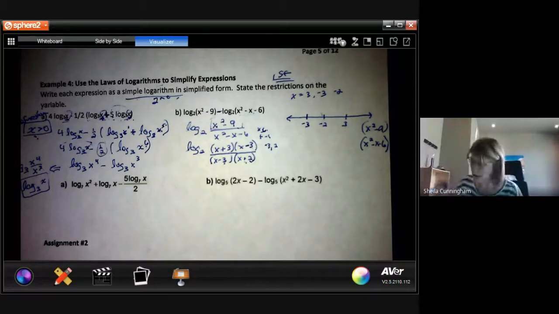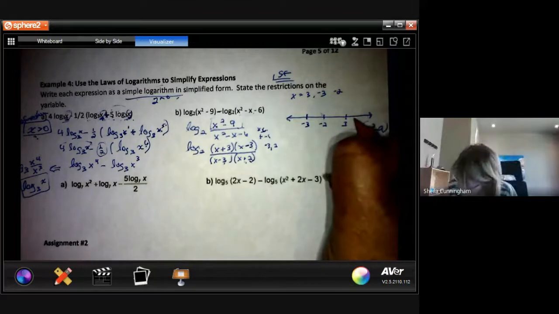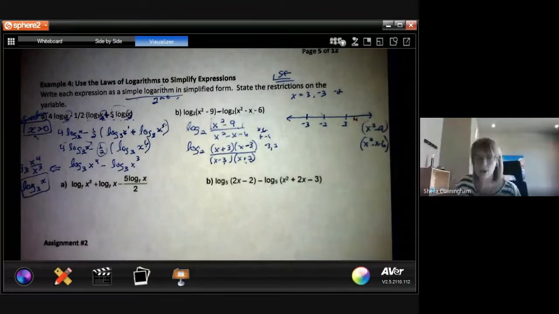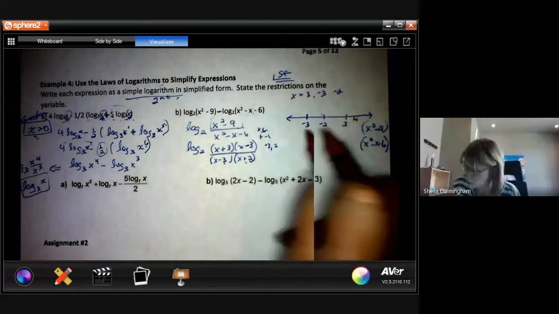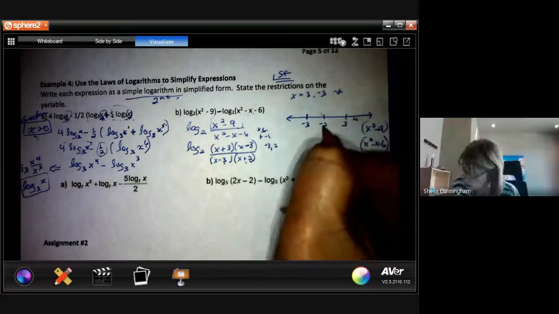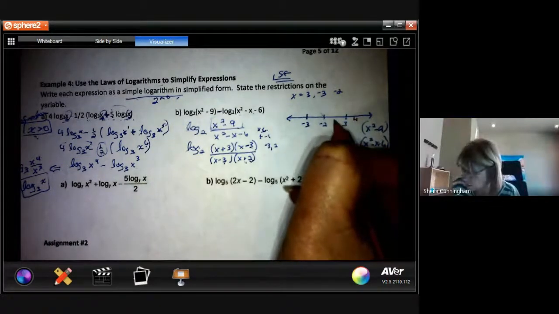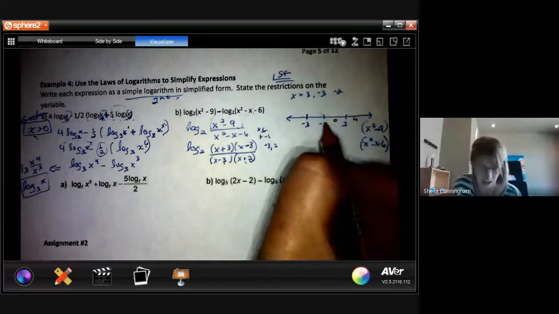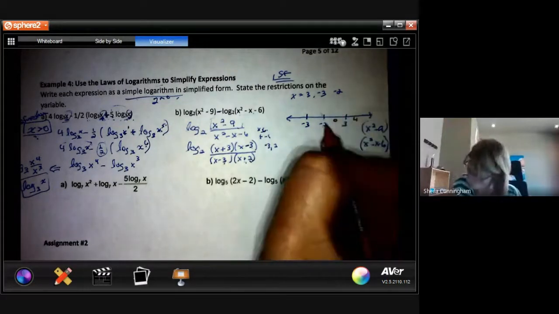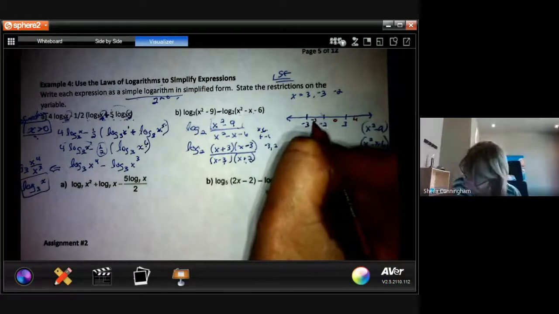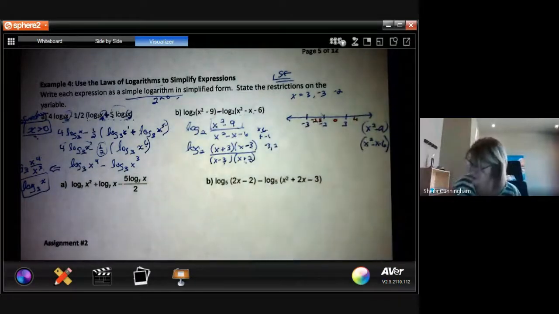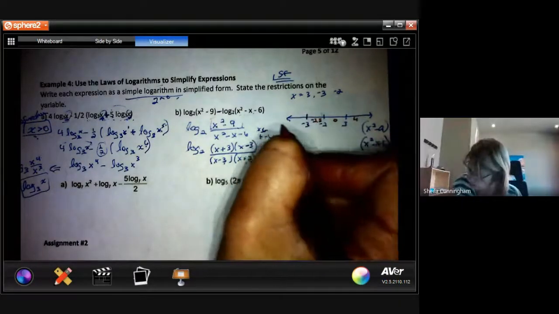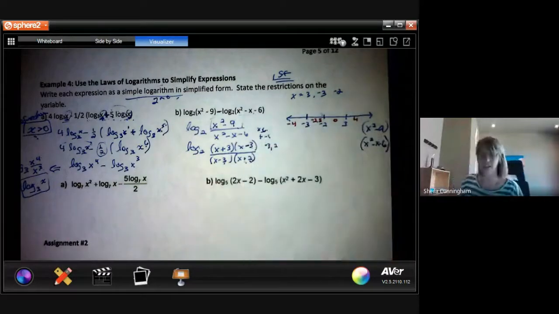So what that means then is I am going to pick values. I'm going to pick a value that fits in between each of these. So between -2 and +3, I could pick a 0. I'm going to pick easier numbers if I can. Between the -2 and the -3, I might pick a -2.5. And between the -3 and on in this way, I'm just going to pick a -4 to make it work.